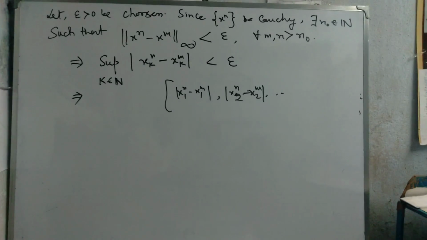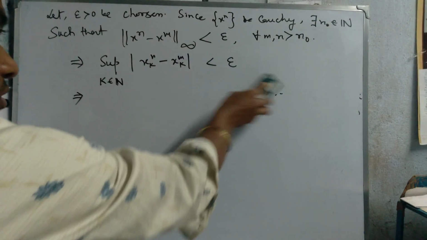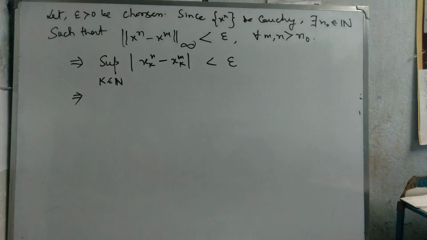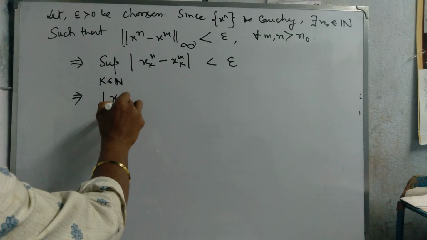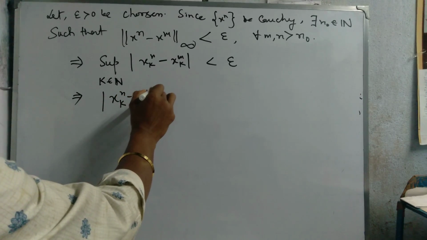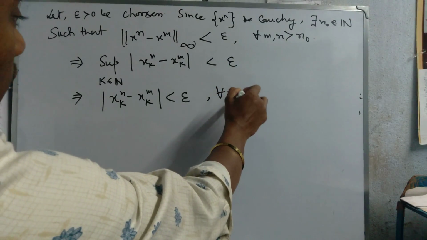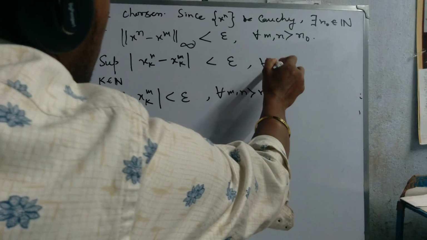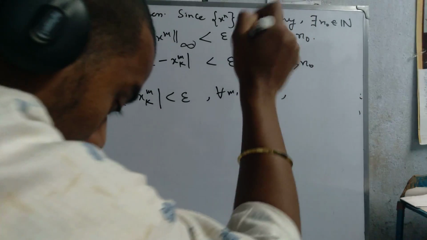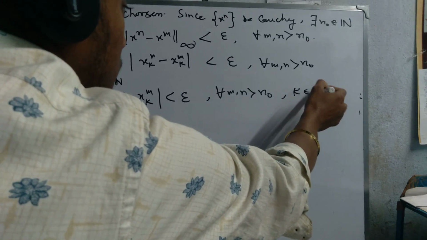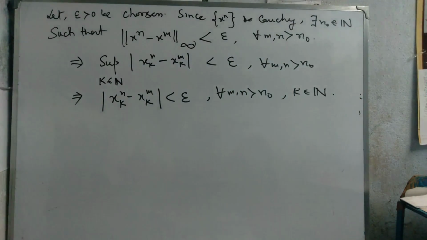Now start again. The supremum over k belonging to N of modulus of xk^n minus xk^m is less than epsilon. So this one is not needed now. Now we go to further discussion of that. The supremum of this is less than epsilon, that means this is less than epsilon. Obviously we write here for all m, n greater than n0, and we write here k belongs to the natural numbers. I think not a problem at all.